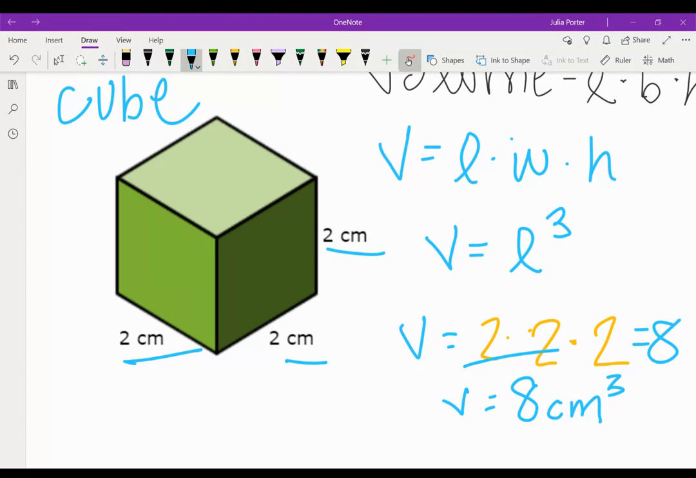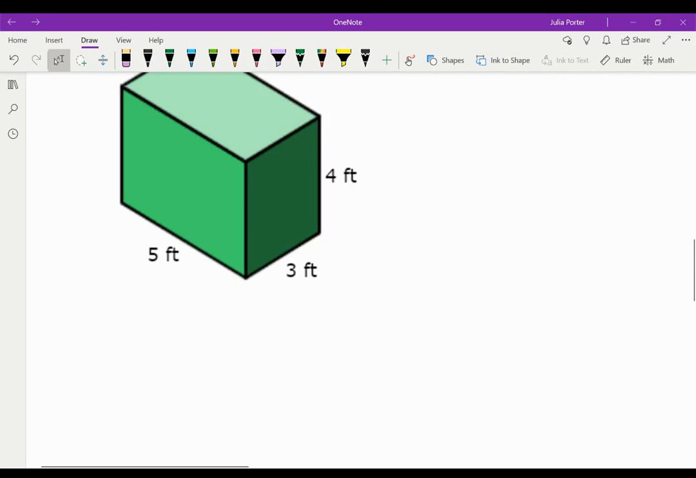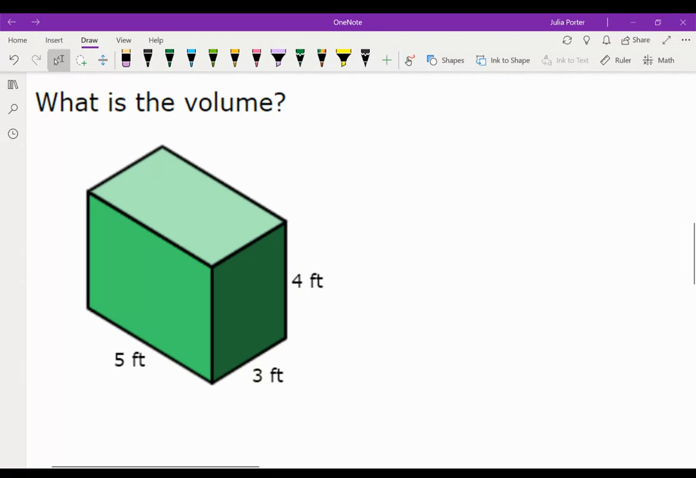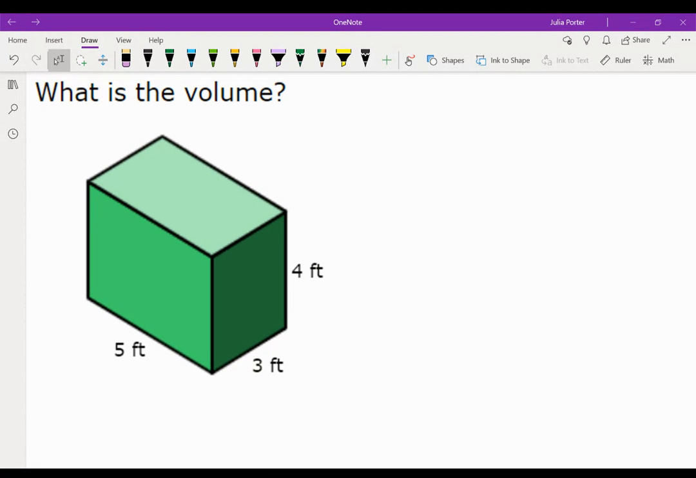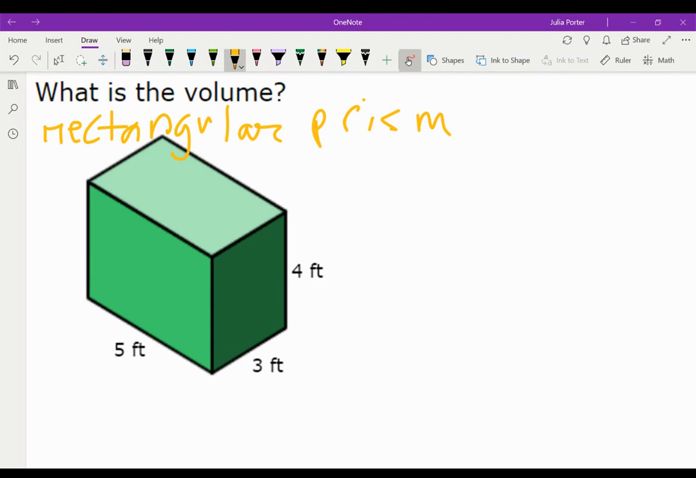Okay, so let's go to our second problem. It says, what is the volume of this? The length, width, and height are not all the same, but all the sides are rectangles. So we call this a rectangular prism. We find the volume like at the very beginning. We said we found our volume by multiplying our length times our width times our height.